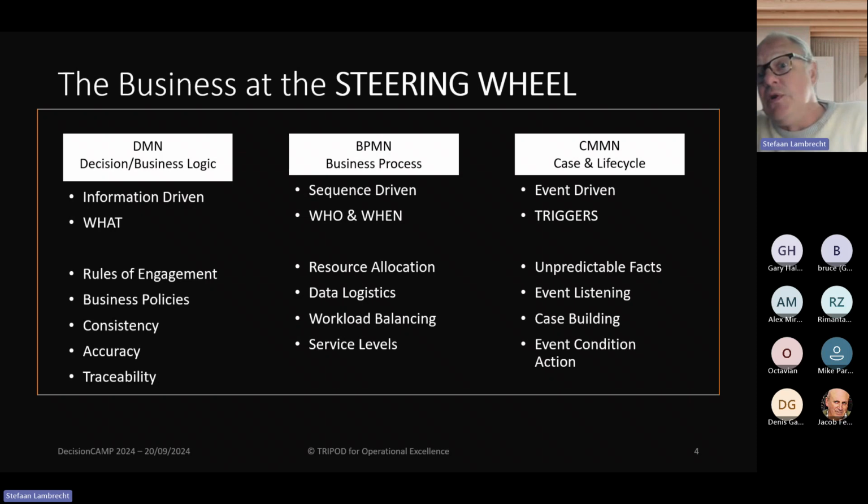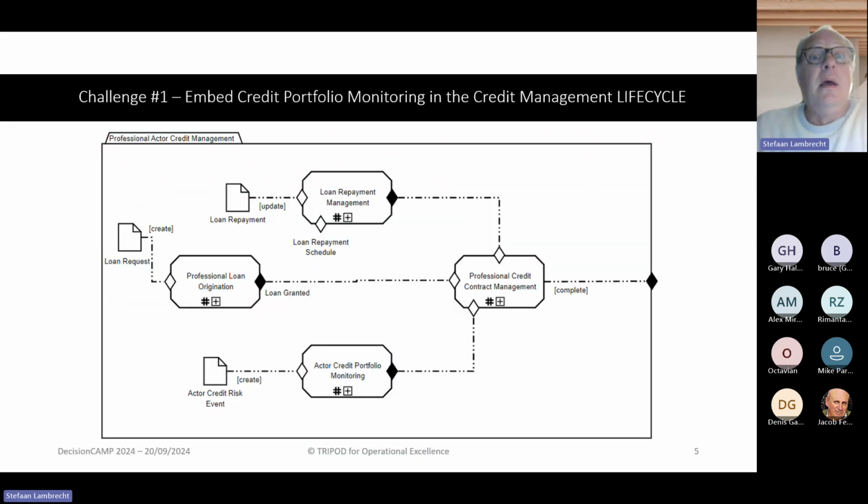But obviously, also unpredictable things can happen within such an environment. And that is something you cannot put in a business process. And there you need something more event-driven, and that's where CMMN comes in. If we have a look at the different challenges that such a situation invokes within a banking organization.